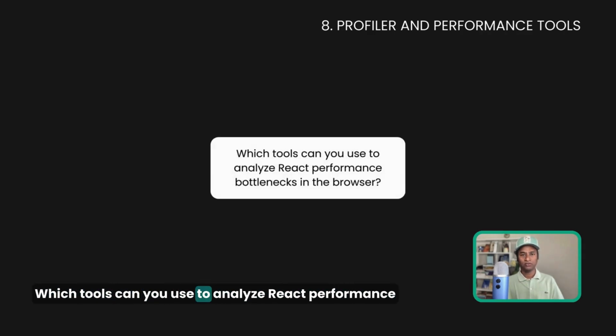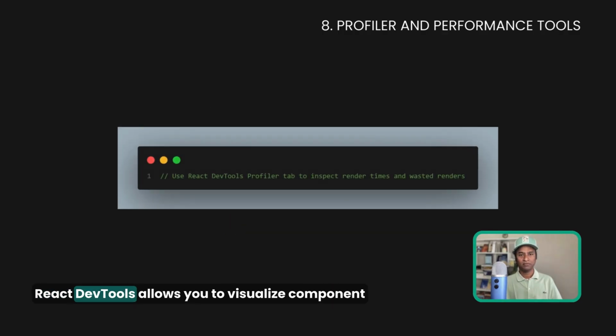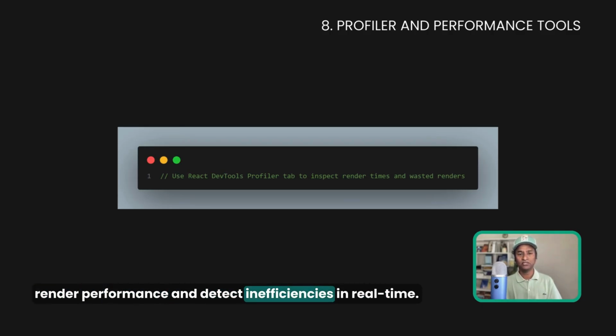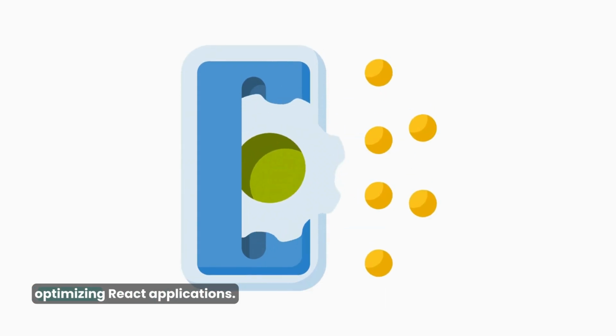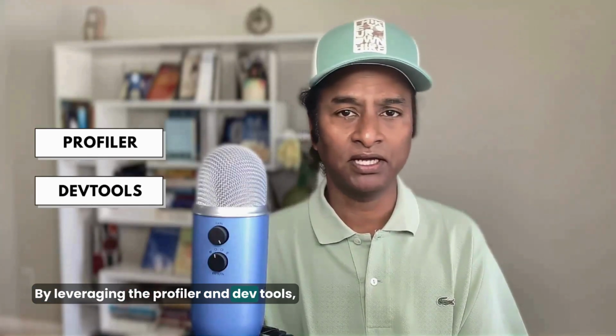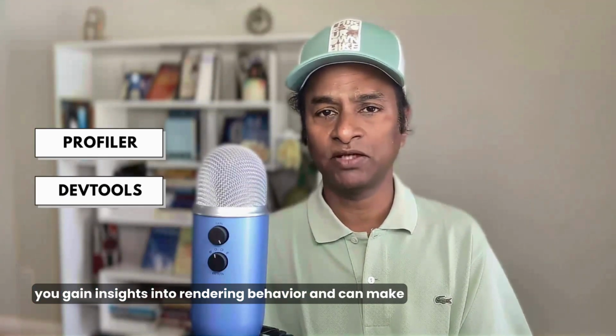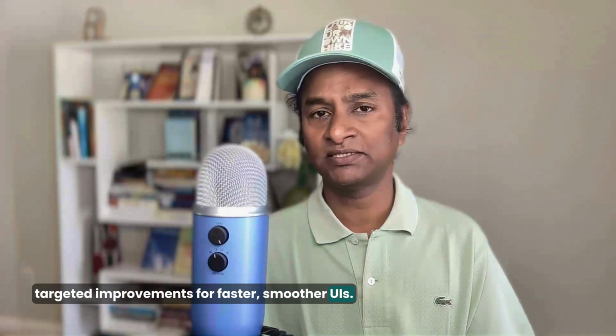Which tools can you use to analyze React performance bottlenecks in the browser? Answer: DevTools. Example: React DevTools allows you to visualize component render performance and detect inefficiencies in real time. Profiling and using performance tools is essential for optimizing React applications. By leveraging the Profiler and DevTools, you gain insights into rendering behavior and can make targeted improvements for faster, smoother UIs.